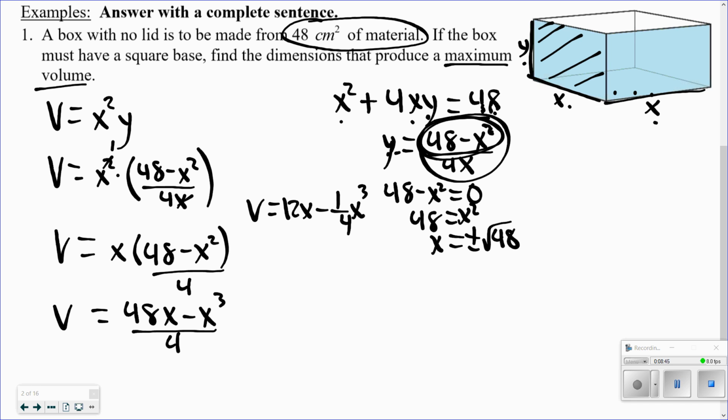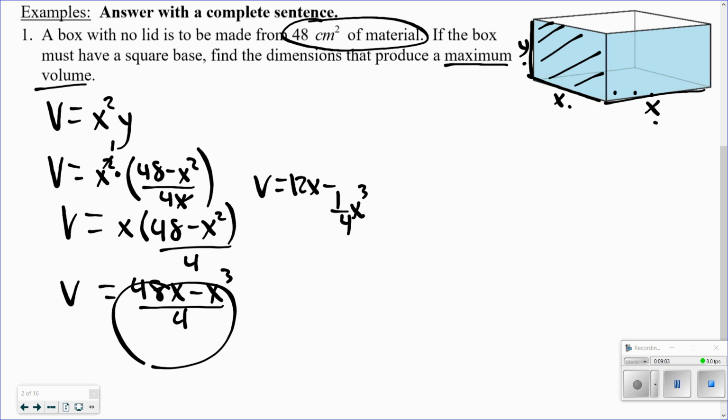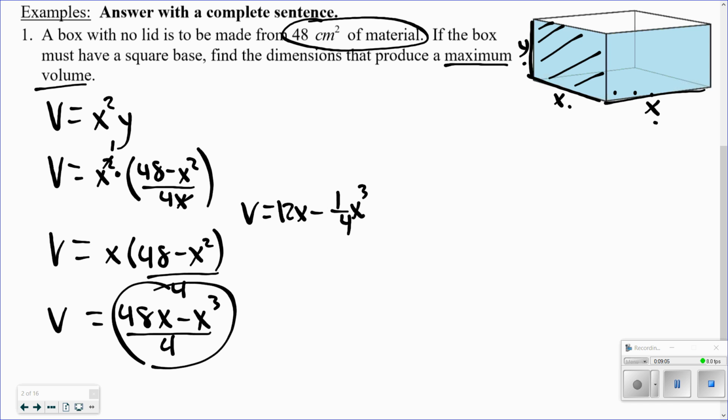The reason why I did that is because up here, if I did it as I did up here, I'd have to do the product rule and the quotient rule, and I'd take that derivative. That's really difficult. If I do it like it is right here, I still have to do the quotient rule. Now I don't have to do any of that. I can just do the power rule. Okay, so let's take that equation and find the derivative. So V prime would equal 12, drop the 3 down, so minus 3/4 x squared. So there's my derivative.